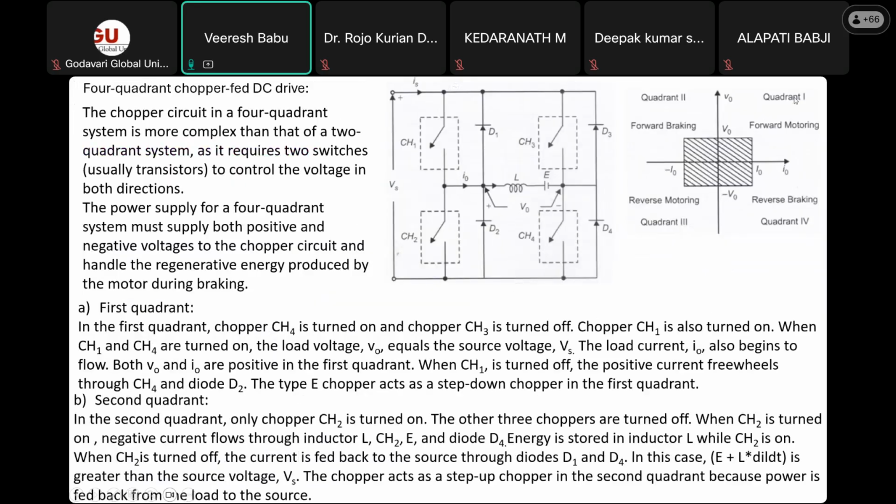See, this is the first quadrant, second quadrant, third quadrant, fourth quadrant. If the arrangement is in the first quadrant, it means forward motion: voltage is positive and current is positive. In the second quadrant, voltage is positive whereas current is negative. The third quadrant is both voltage and current negative. And if you go to reverse braking, the current is positive and voltage is negative. So this kind of arrangement is there in a control device. This is the last topic which I wanted to talk to you about.